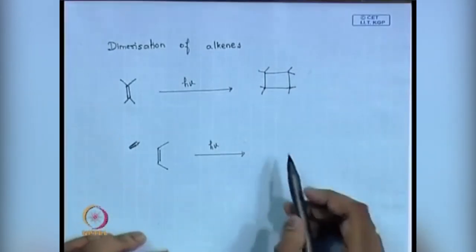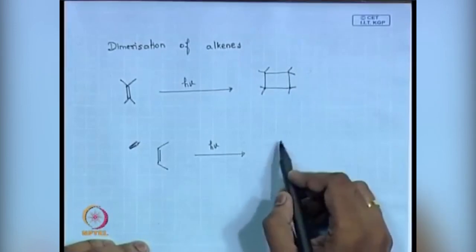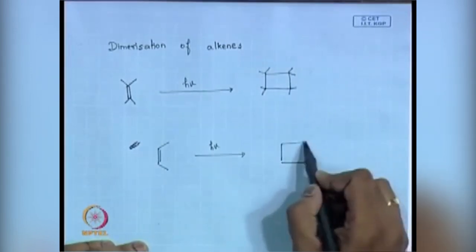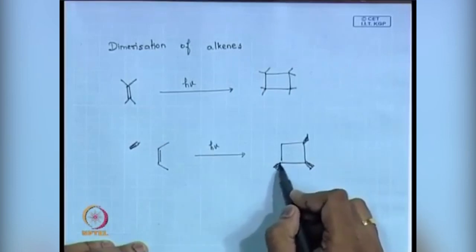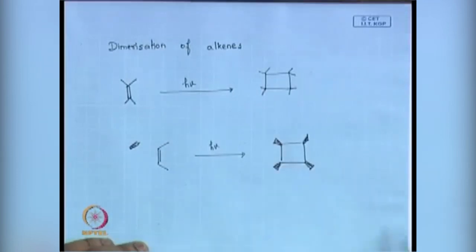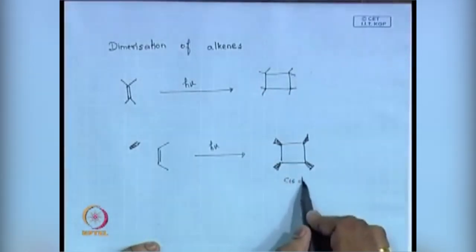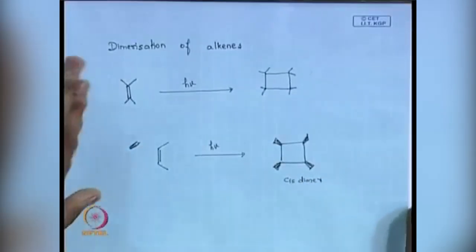Okay. So, one of the products I get is like this. Still the reaction is stereospecific. Can you think about any other product? We call this a cis dimer, fine. See, your two cis alkenes, both alkenes in opposite directions, come together and form a reaction stereospecifically. Why can it not happen like this also? Okay.